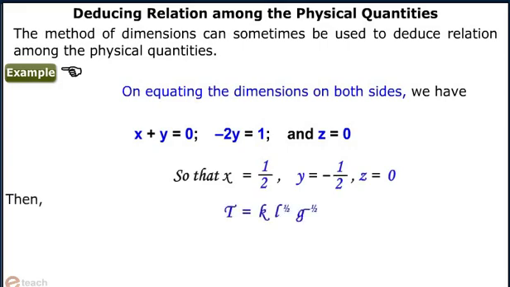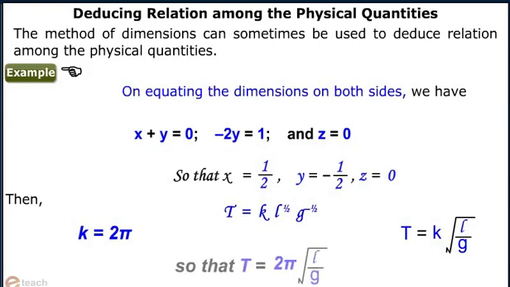Then capital T equals k L raised to the power 1 by 2, G raised to the power minus 1 by 2. We know that k equals 2 pi. Therefore, T equals k under root of L by G. Therefore, T equals 2 pi under root of L by G.